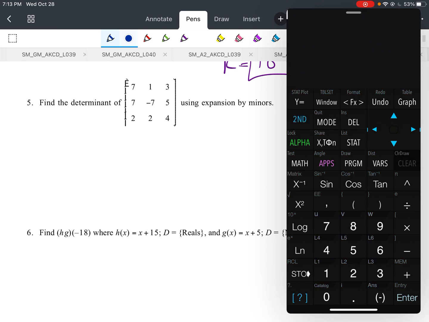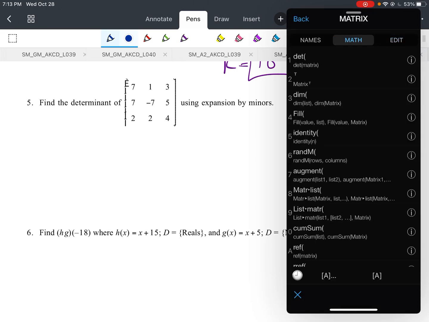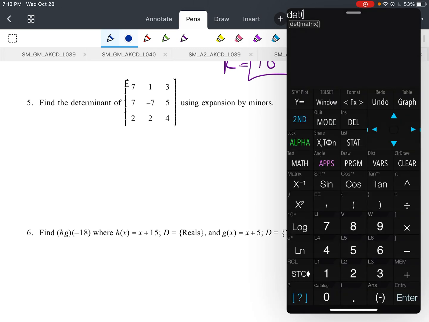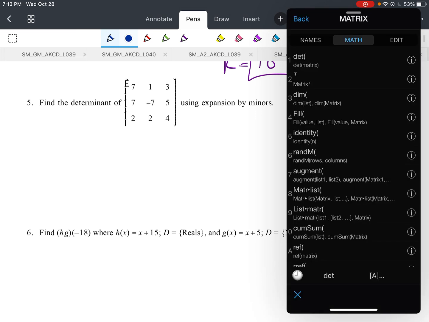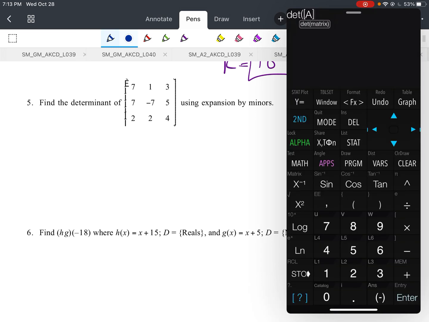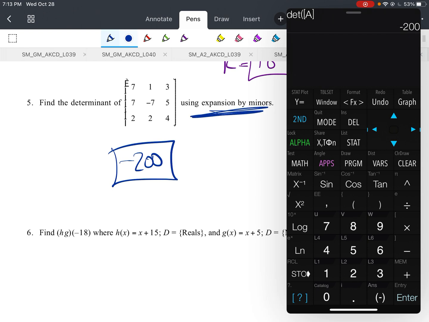Once all your numbers are entered, go back to your home screen and clear things out. Go to matrix, math, which is the middle button there, hit determinant, and then go to matrix again, pick matrix A under names, and bam, -200. So I'm not going to ask you to do the expansion by minors on this test. If this question appears on the test, which I don't think it will, but if it does, go ahead and use your calculator on that.